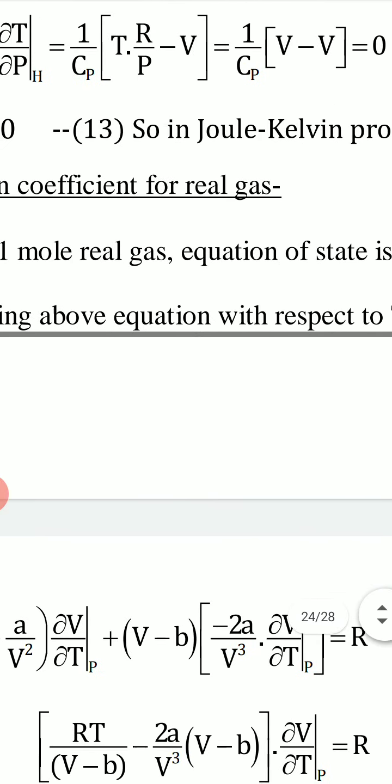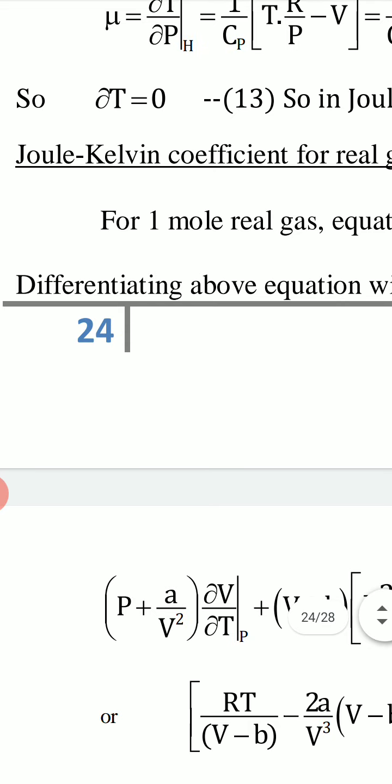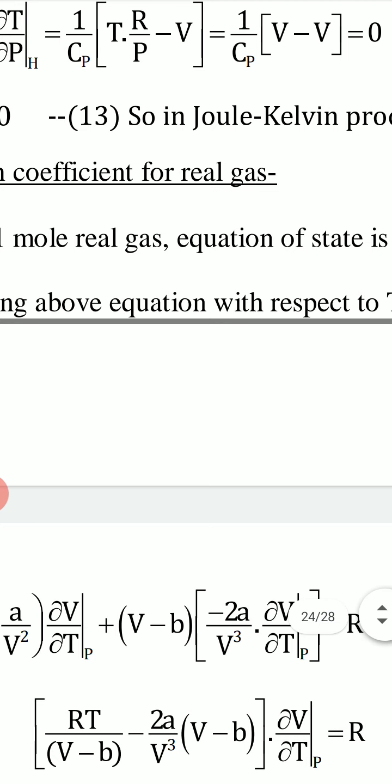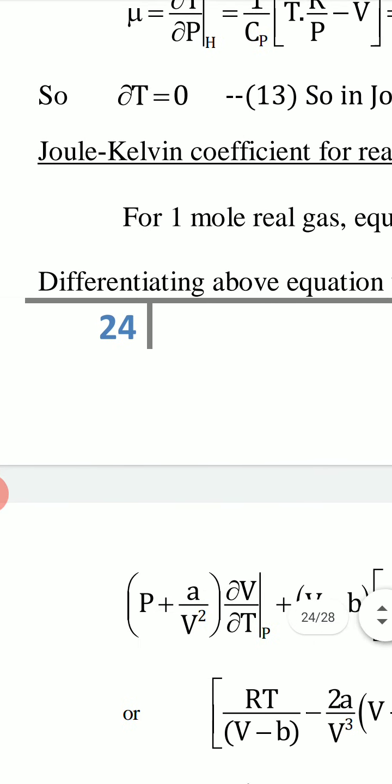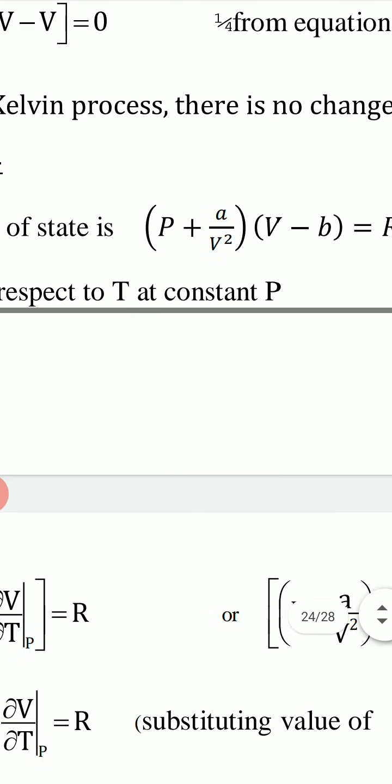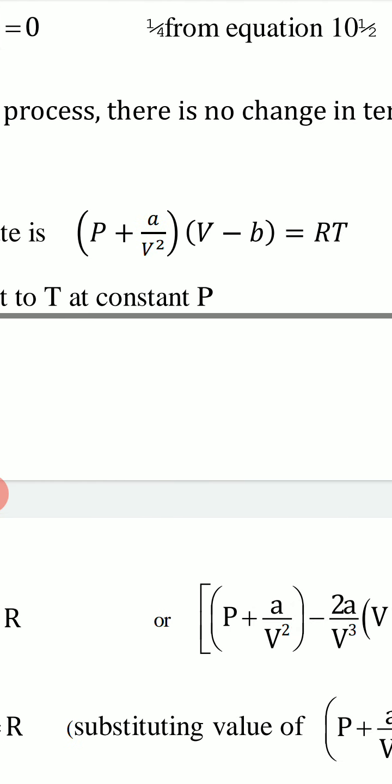But if we take a real gas, then we will find a change in temperature. Joule Kelvin coefficient for real gas. For 1 mole of real gas, the equation of state is this. For a real gas, the equation of state is given by the van der Waals equation. This is the van der Waals equation of state for real gases.